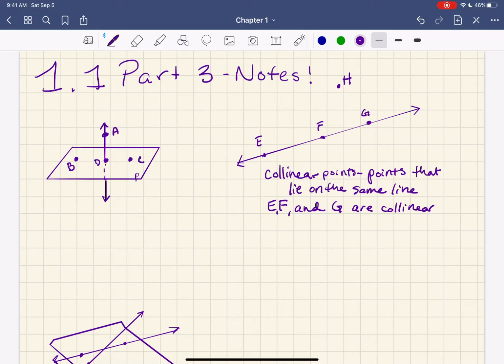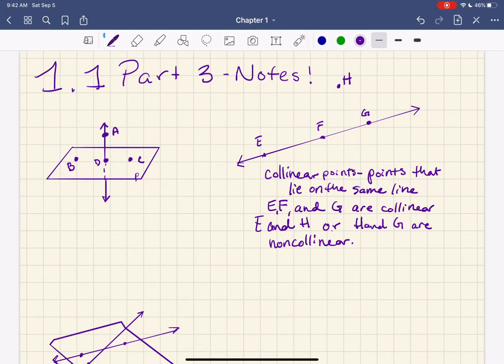So, let's say that E and H, or H and G are non-collinear. They are not on the same line.